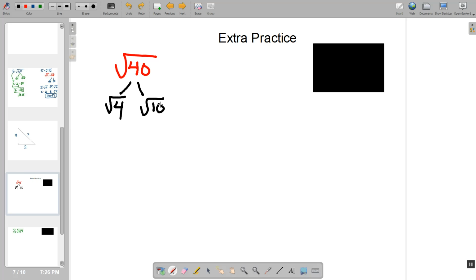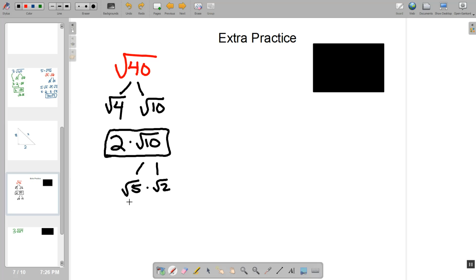4 times the root of 10. The square root of 4 is equal to 2, and the square root of 10 is going to just stay as the square root of 10. But remember that even though 10 can be simplified into the root of 5 times the root of 2, neither one of these numbers is a perfect square. Therefore, this is actually just fine for our answer.